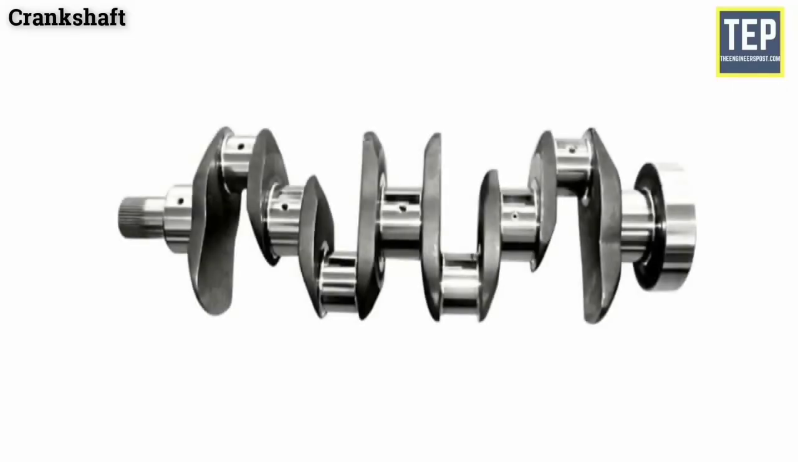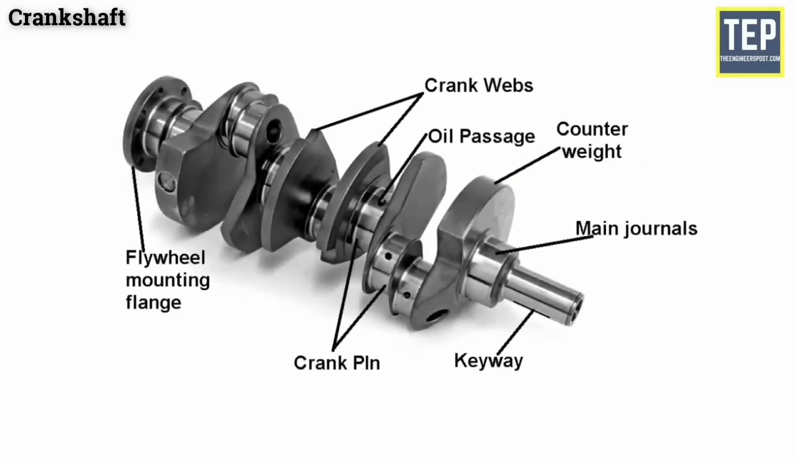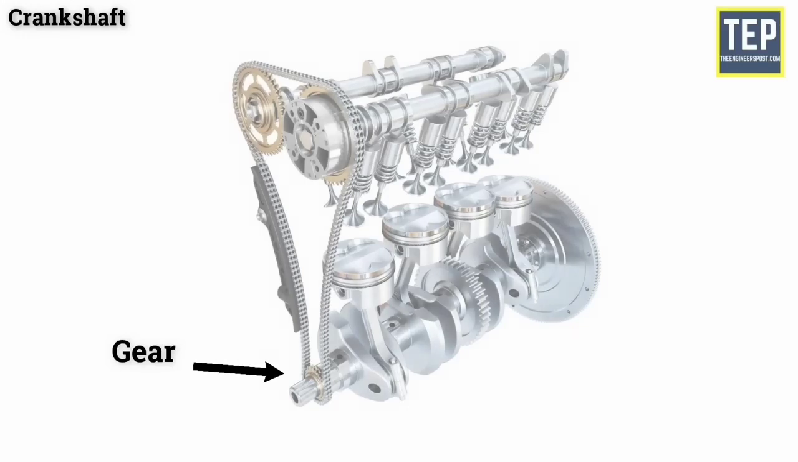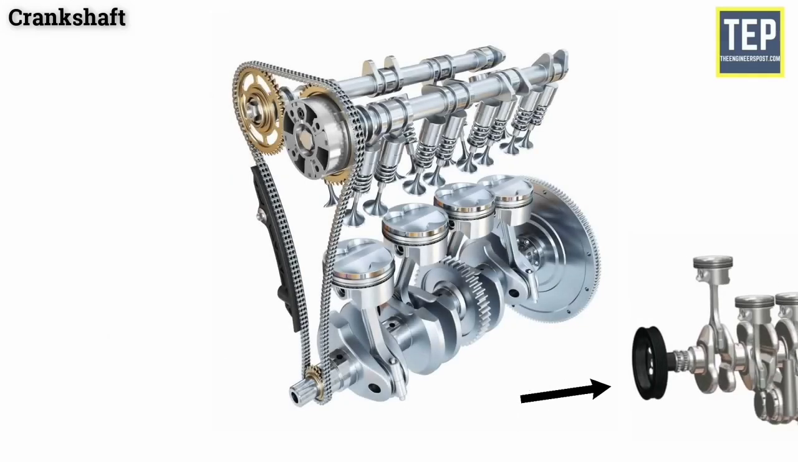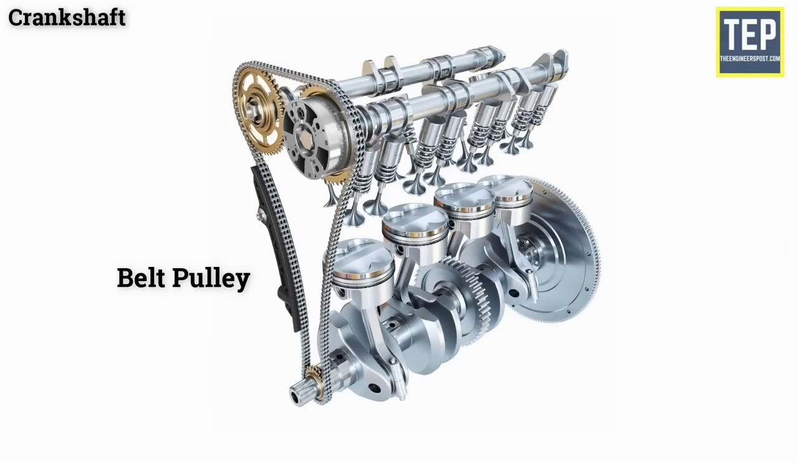The crankshaft is made of casting or forging of heat-treated alloy steel and is machined. A crankshaft consists of crank pins, webs, balancing weight, main journals, and oil holes. The front end of the crankshaft carries 3 devices. They are a gear that drives the camshaft, the vibration damper to control torsional vibration, and the fan belt pulley. This pulley drives the engine fan, water pump, and generator with a V-belt.